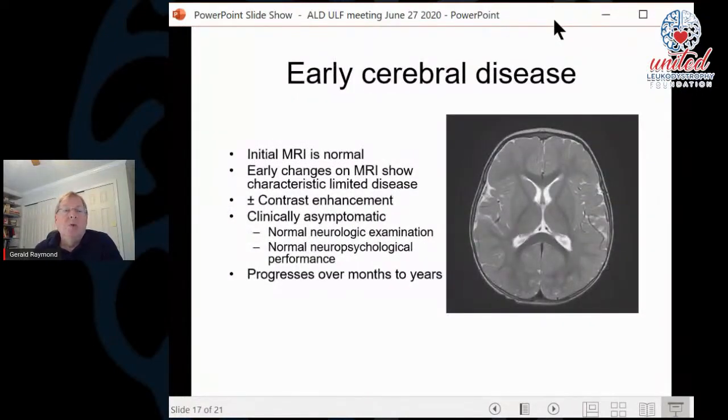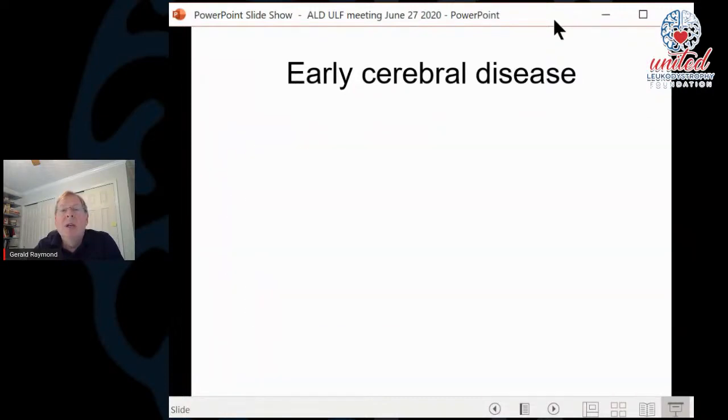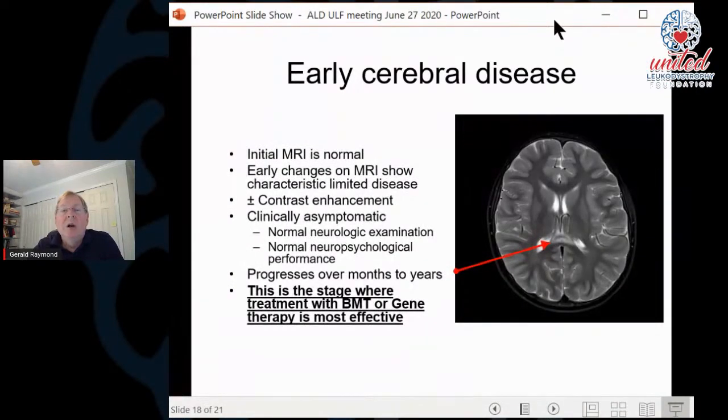Early cerebral disease is what we're looking for in terms of manifestations at which we can intervene with either gene therapy or bone marrow transplant. So the initial MRIs are always normal. We see early changes on MRI that are characteristic of the disease, but these boys are clinically asymptomatic at that point. So they have a normal exam, normal neuropsych, normal school performance, and it progresses over months to years. And so what we see is this little change here, and this is the stage where BMT or gene therapy is now most effective.